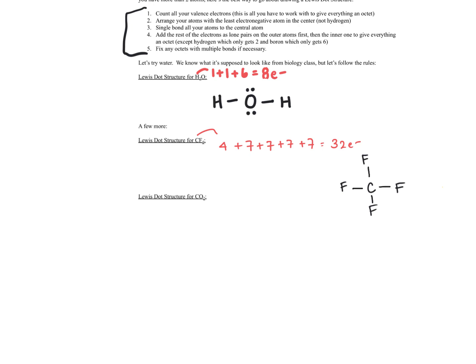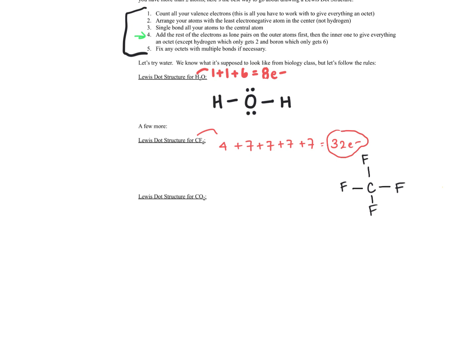Each of those bonds is 2 electrons, so far we've used 8 electrons. 2, 4, 6, 8 electrons. Remember, we started with 32 electrons. That's how many valence electrons we had to work with, and we've used up 8, so that gives us 24 electrons left to use. And step number 4 says to add the rest of those electrons as lone pairs on the outer atoms first. So I'm going to add those 24 electrons.